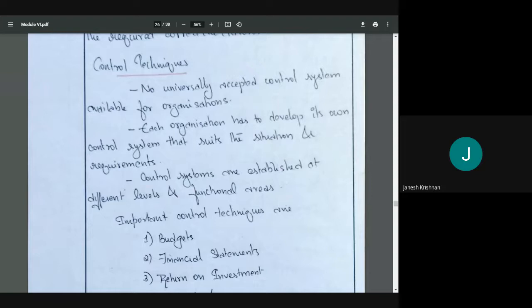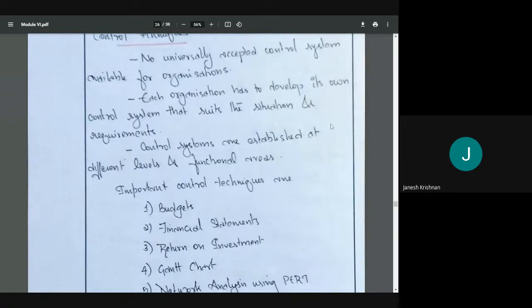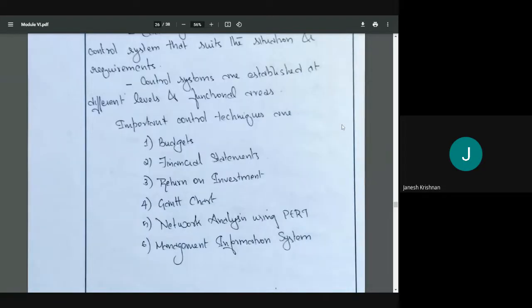Now, as we have said, there are 6 control techniques. What are they? Budgets, financial statements, return on investment, Gantt chart, network analysis using PERT, and management information system. Out of these, you are familiar with budget, financial statement, return on investment, and Gantt chart, and you have studied geographical information system in the previous semester. There it was geography, latitude and longitude. Here it will be management.